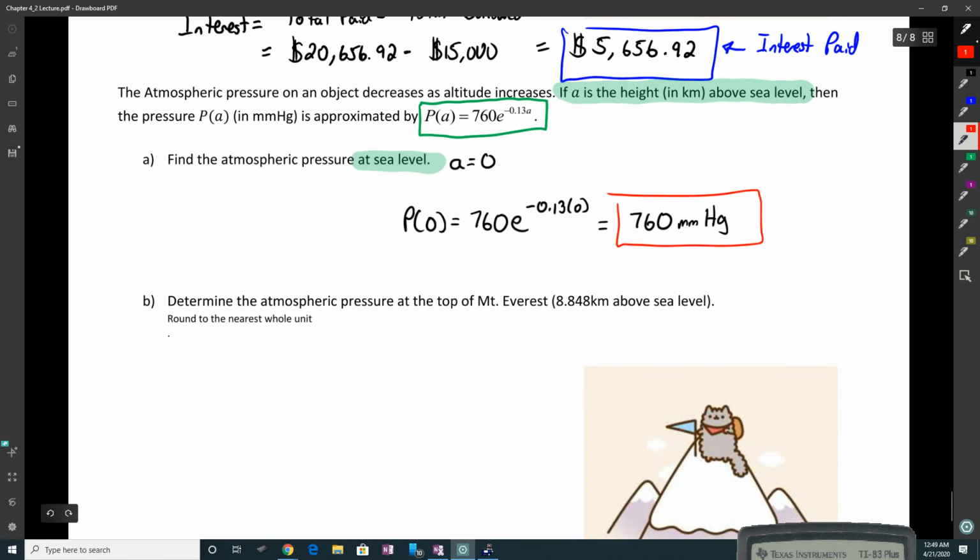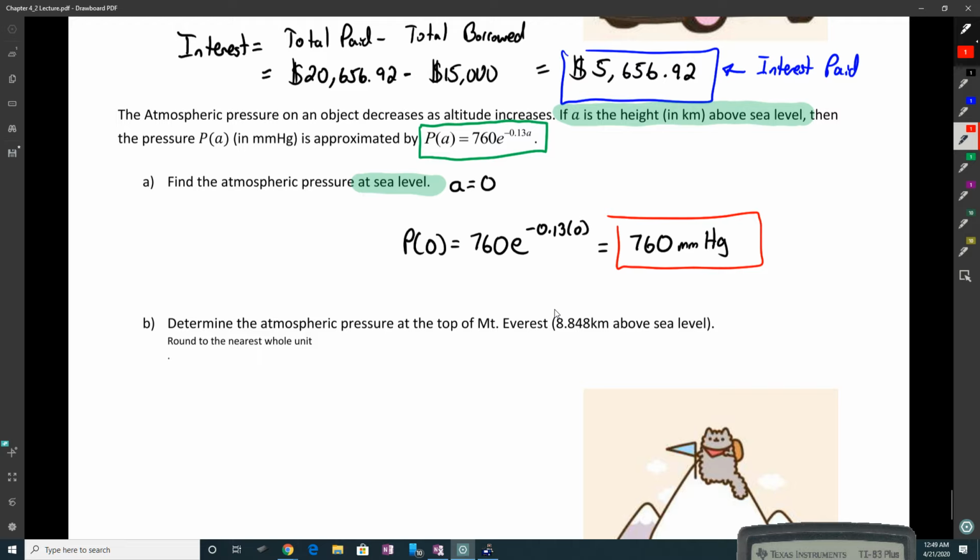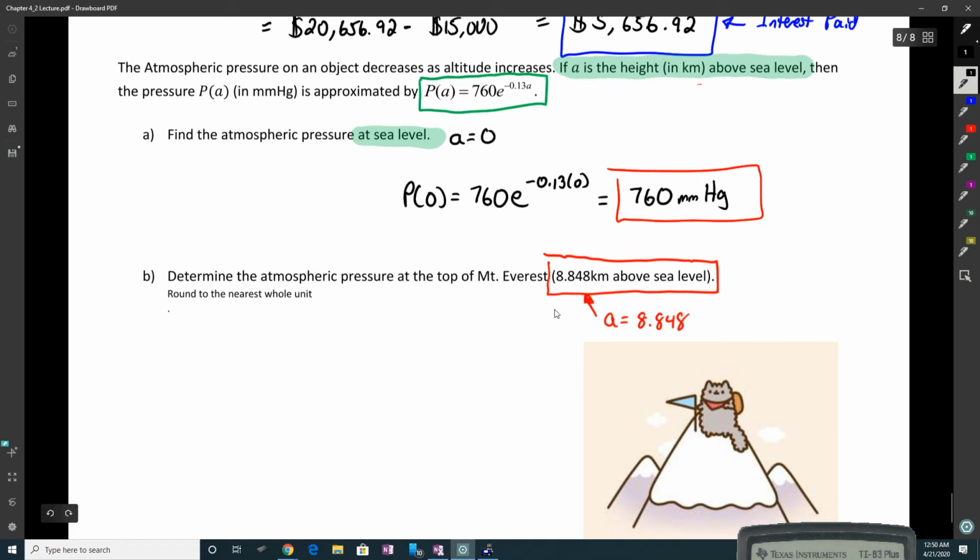Determine the atmospheric pressure at the top of Mount Everest, which is 8.848 kilometers above sea level. And so notice, A is the height in kilometers above sea level, so I'm literally giving you the value for A. And all they want you to do is plug it in. So this is a really happy problem. Plug and chug. So it's 760 e to the negative 0.13 times 8.848.